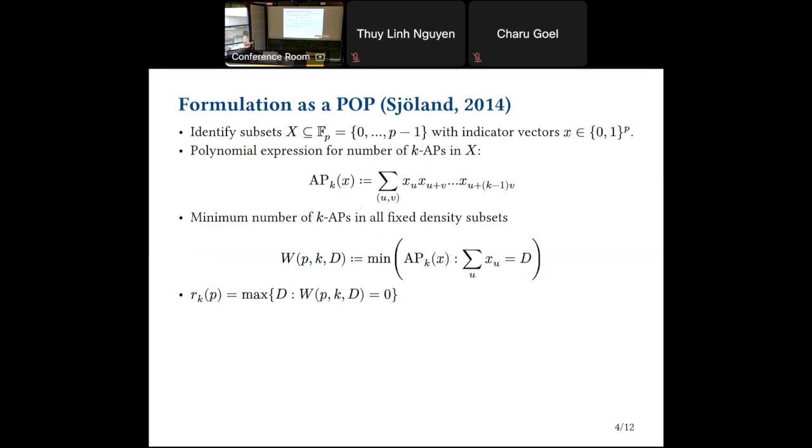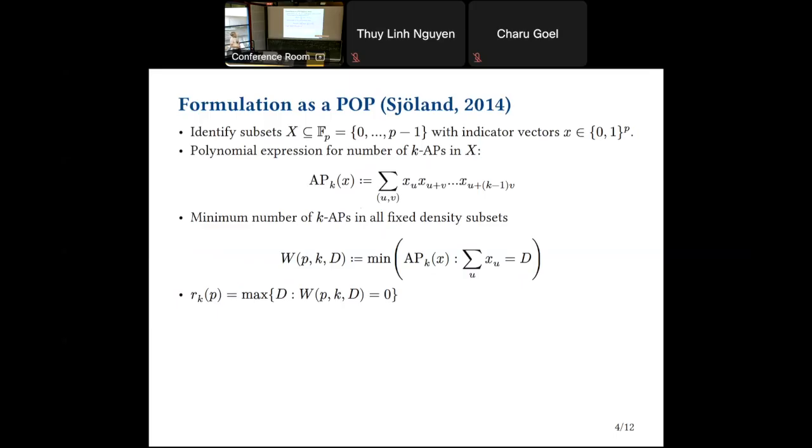Then we can formulate the number of arithmetic progressions with k terms as a polynomial. The sum is over all arithmetic progressions, which are just indexed by the starting point and by the distance, and I just multiply all the components of x that would belong to the arithmetic progression. If one of these is missing, this term is 0 and we don't have a contribution. So this is exactly the number.